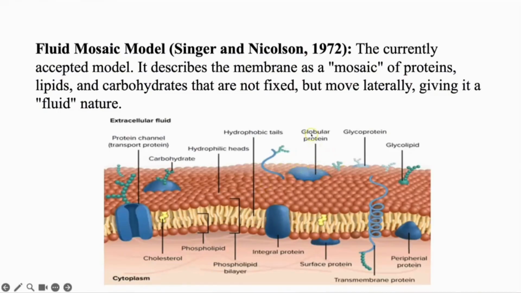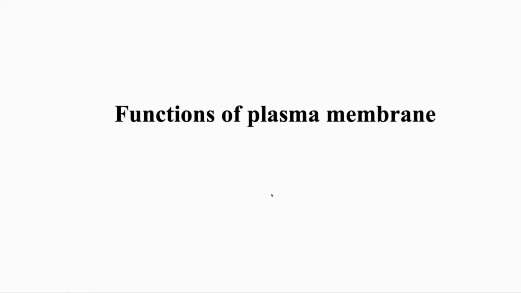Here you can see proteins, glycoproteins, glycolipids, transmembrane proteins, cholesterol, carbohydrate chain, hydrophilic heads and hydrophobic tails. Everything you can see here has a different function, and they are not stuck onto the surface of the membrane, but they can move laterally, giving it a fluid nature because they need to transport the substances in and out of the cell. So the fluid mosaic model is the accepted model for plasma membrane.